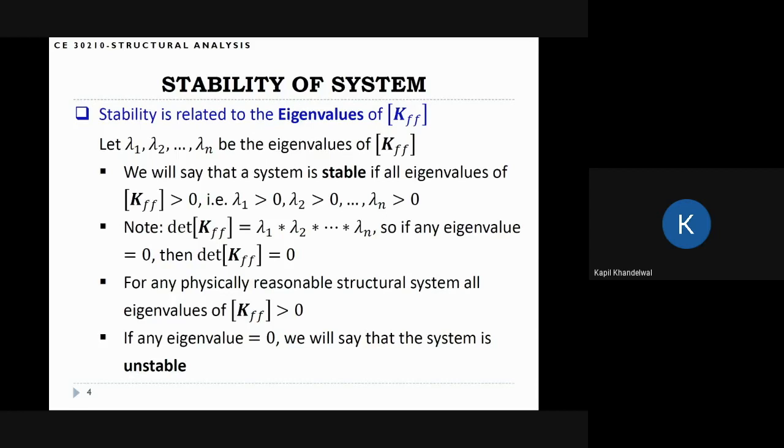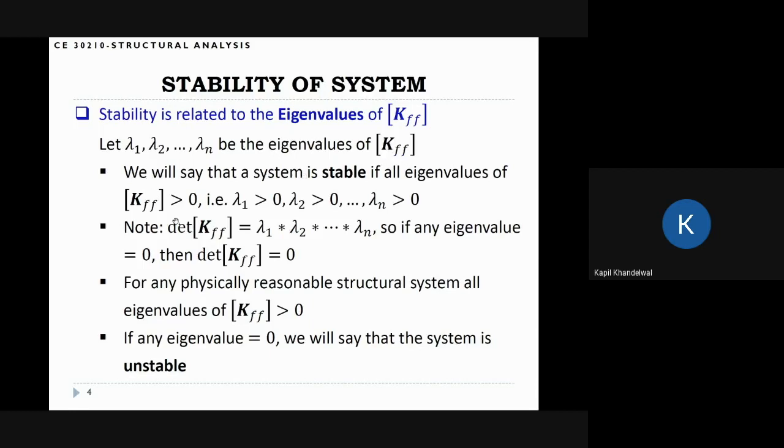And actually, if we know the eigenvalues of a system, we can associate the stability of the system with the eigenvalues. And the ideas are as follows. We have to look at the eigenvalues of the stiffness matrix, or precisely the KFF part of the stiffness matrix. So in this case, I'm assuming that lambda 1, lambda 2, up to lambda n are the eigenvalues of the KFF part, okay? So we are not looking at the global stiffness matrix, the entire stiffness matrix, but just the KFF part of the stiffness matrix.